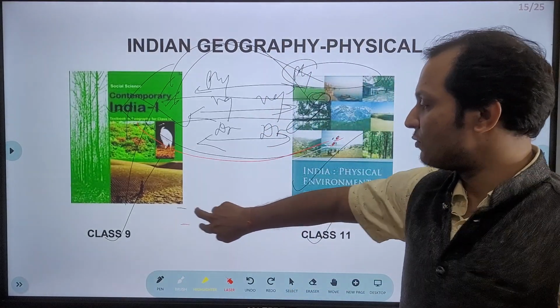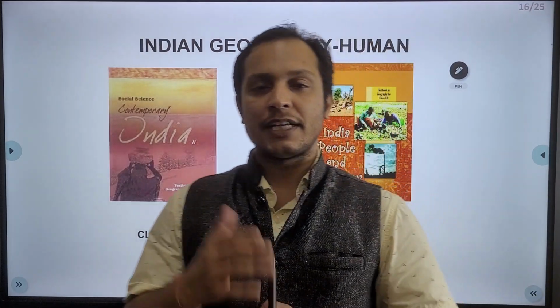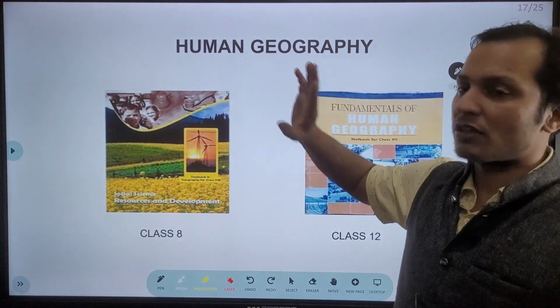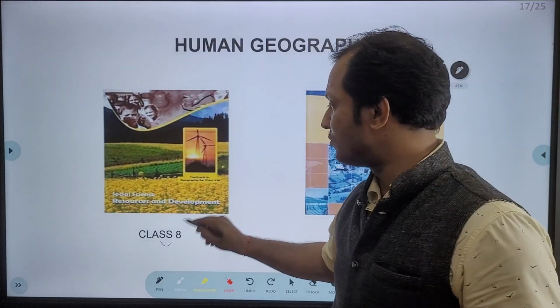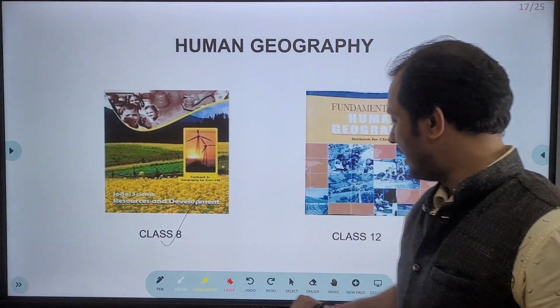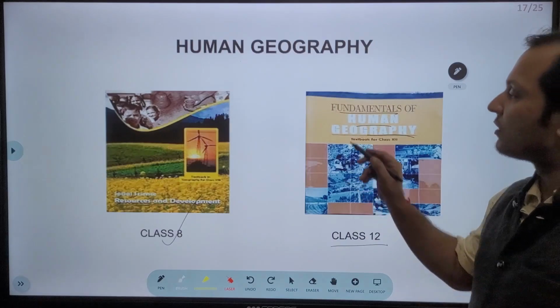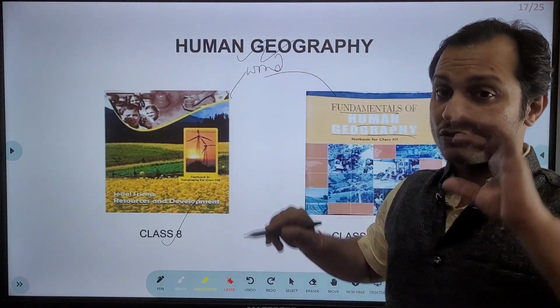Let us now see what we can do as far as human geography is concerned. For human geography, sir, again what I would like to say is that first you read the static human geography concepts, that are there in the class 8th book Resources and Development, and the class 12th book Fundamentals of Human Geography. This is the world human geography concepts.